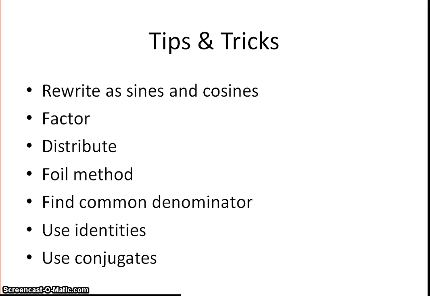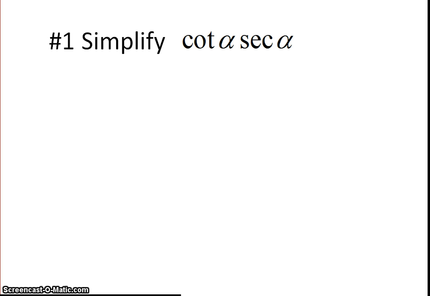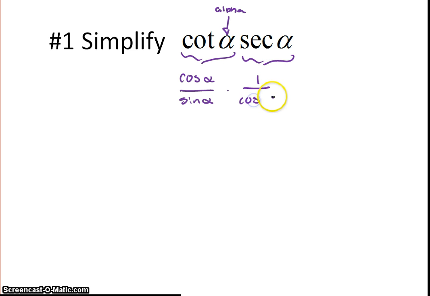the trigonometric identities. So first we are going to simplify cotangent of alpha times secant of alpha, and alpha is a Greek letter. The trick that we're going to use here is to rewrite it in sines and cosines. We know that cotangent is cosine of alpha over sine of alpha, and secant is 1 over cosine of alpha. When we rewrite in terms of sines and cosines, we see that the cosine of alphas cancel and we're left with 1 over sine of alpha.